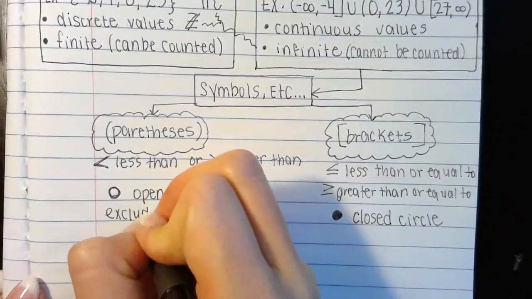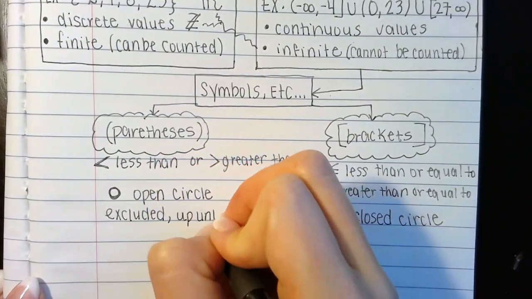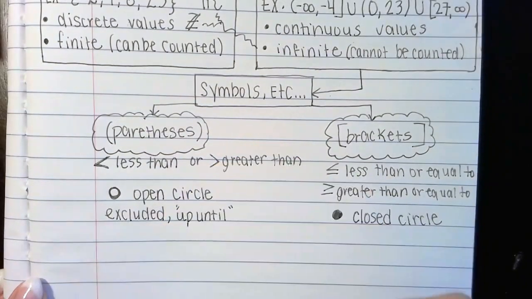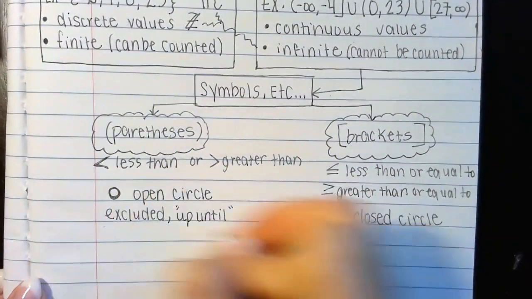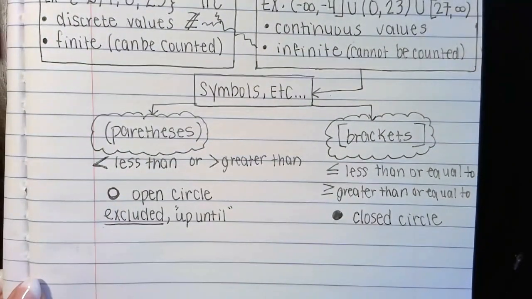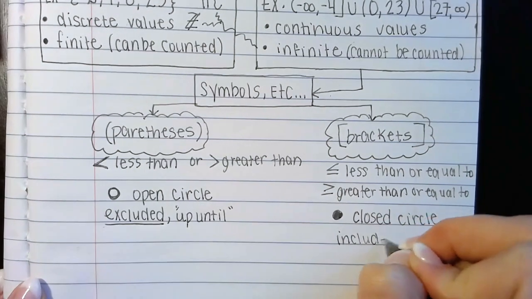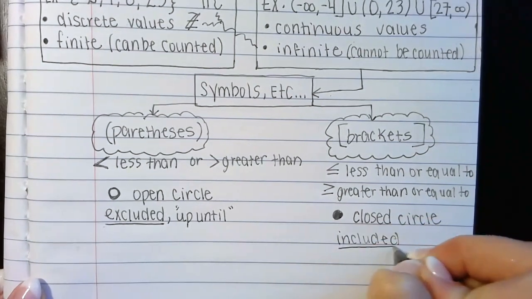Excluded, up until, so it's like, oh, we're right up until 4, okay? Excluded, if I use excluded or excluding this value, then what word should I use over here? Well, that would be included. That one's a little easier to wrap our minds around.